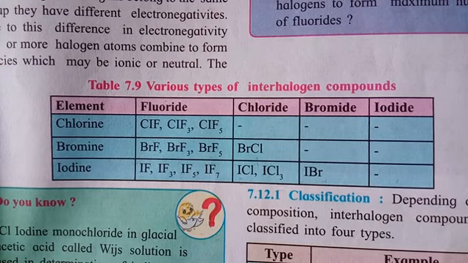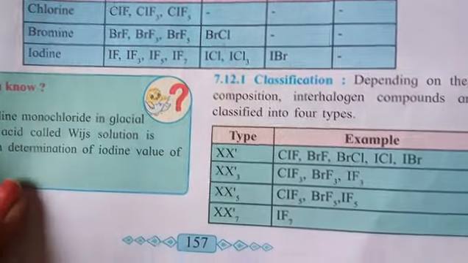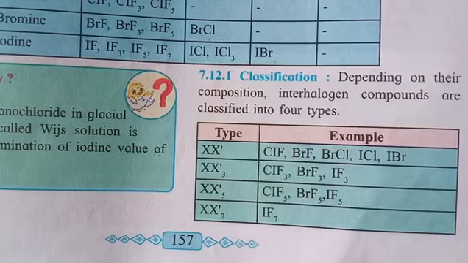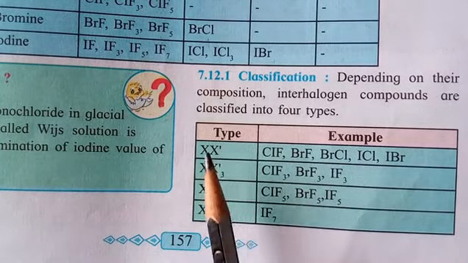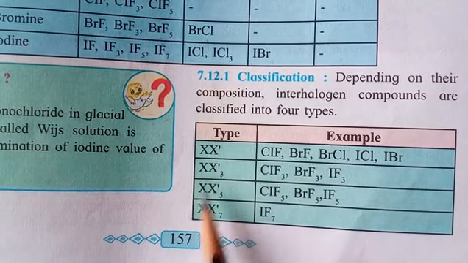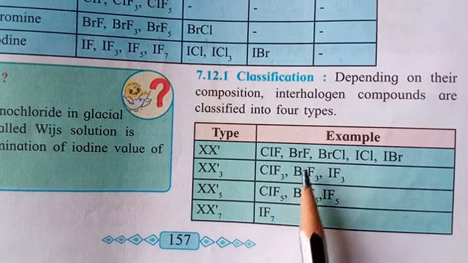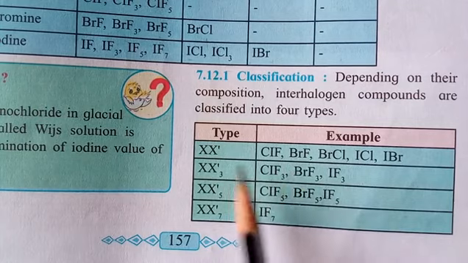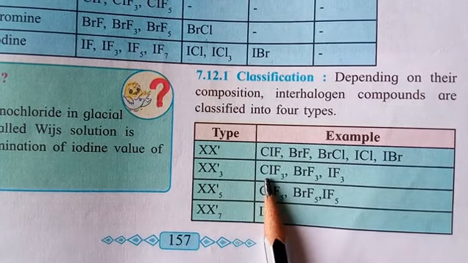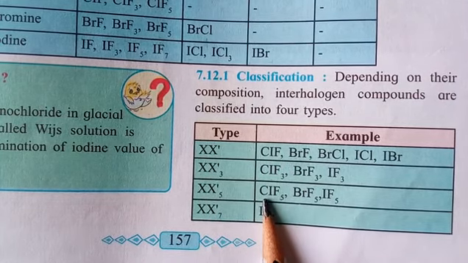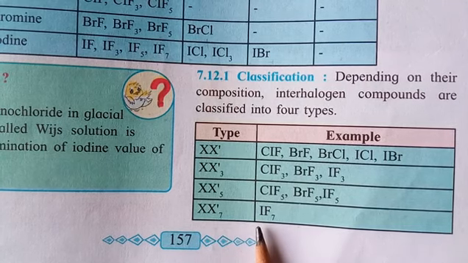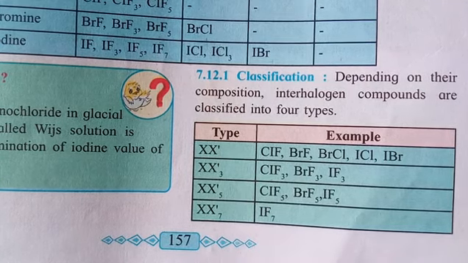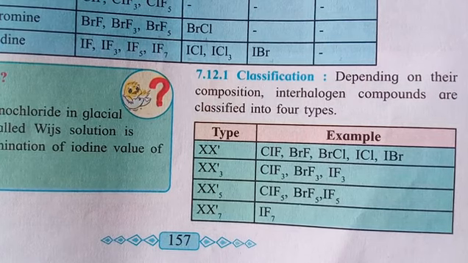Now we discuss classification. The classification depends on their composition. Interhalogen compounds are classified into 4 types: XY, XY3, XY5, XY7. Here are examples: XY is ClF, XY3 is ClF3, XY5 is ClF5, and XY7 means IF7. So these are the types of interhalogen compounds.